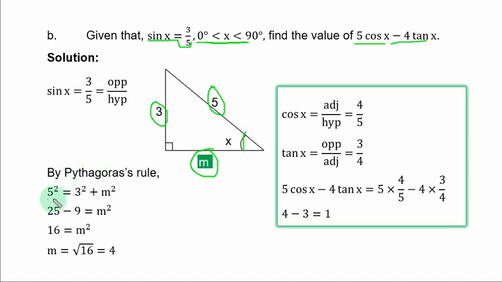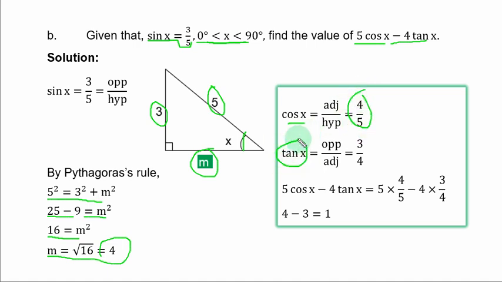You have 5 squared equal to 3 squared plus m squared. So you have 25 minus 9. 3 squared is 9. You transfer it, then equal to m squared. You have 16 equal to m squared. So m is equal to the square root of 16, and that is 4. Now we get cos s. Cos s is adjacent over hypotenuse, that is 4/5.